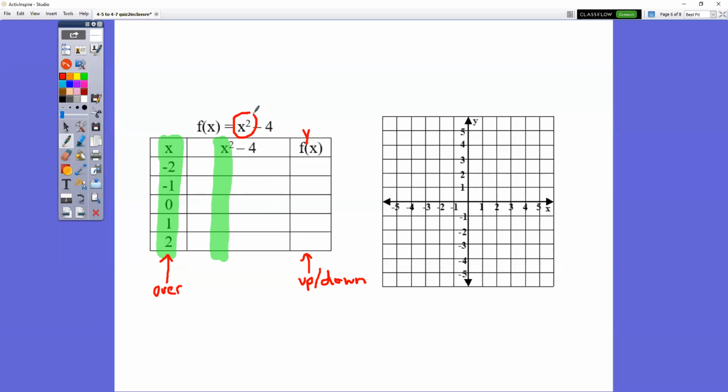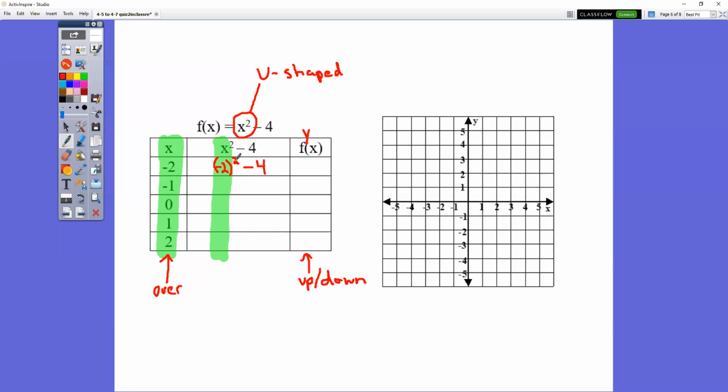Remember, anytime that you have this x squared, that is going to form a U-shaped graph. So we want to take these numbers in the green, our -2 to +2, and sub them in for x. Remember that if you are using a calculator to figure these out, if you type in -2 squared minus 4, you have to type it inside parentheses. If you don't type in the parentheses before the squared, you're going to get it wrong.